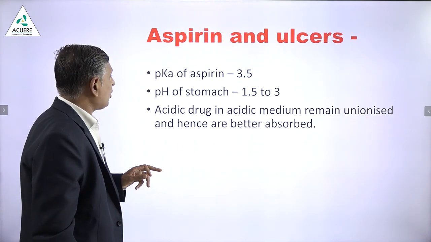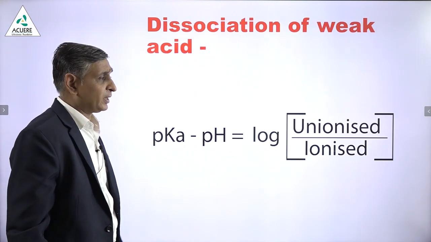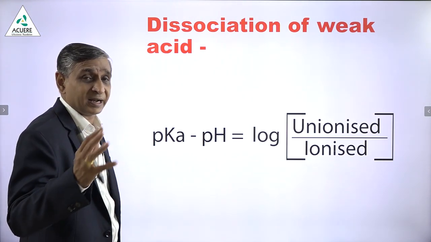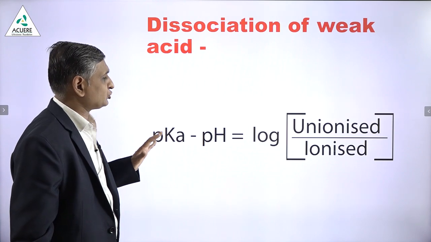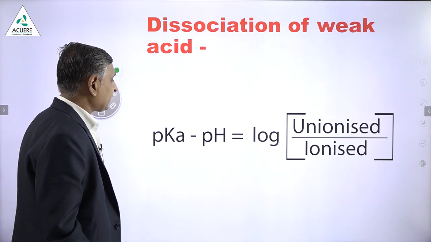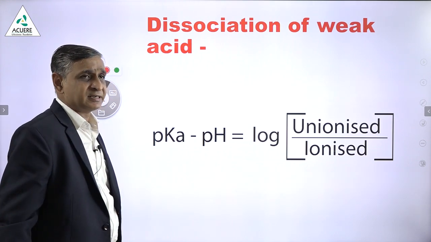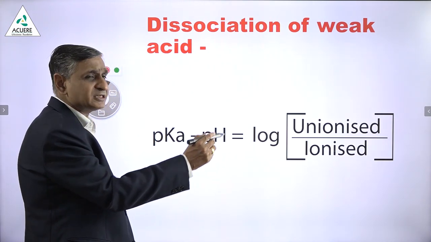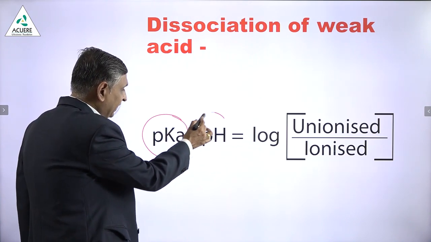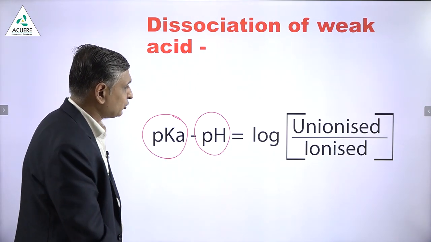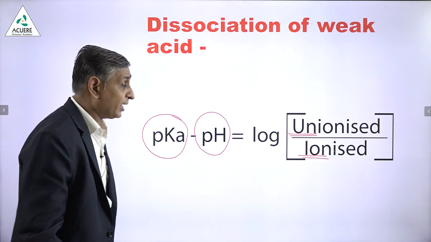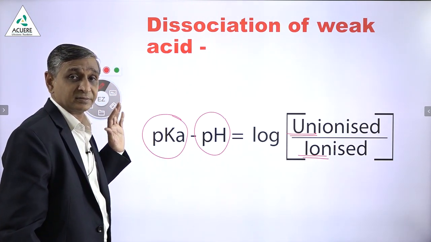Now, in what form will the aspirin be there in the stomach? For that, I am going to tell you the dissociation of weak acid. Do remember, whenever a drug is an acidic drug, its ionization can be given by this formula: pKa minus pH of the medium is equal to log of unionized to ionized drug.